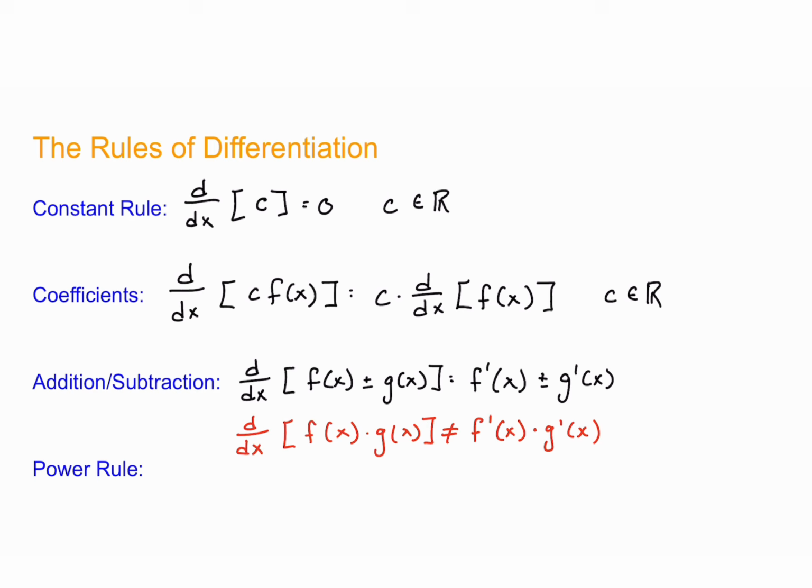And our final rule of today is the power rule, which is d dx of x to the n is equal to n x to the n minus 1, where n is a real number. So this is saying if you have a function where x is raised to any number, then the derivative is that number times x raised to the power of that number minus 1.